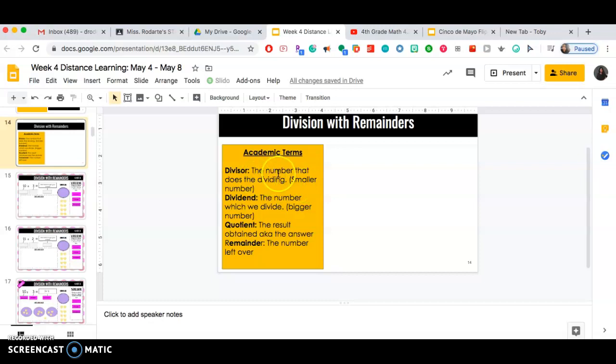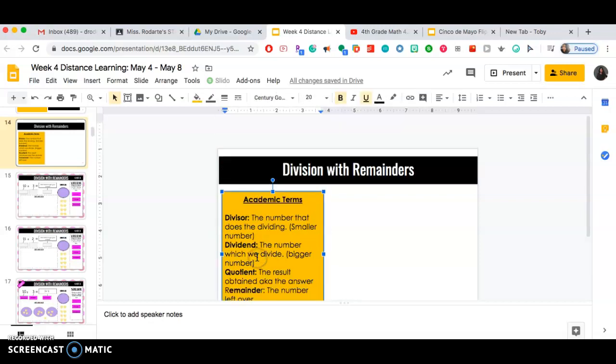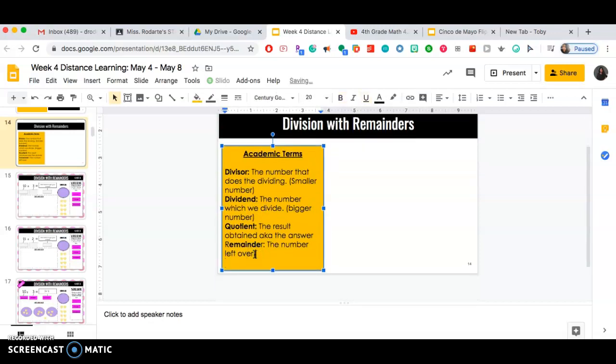Divisor is a number that's doing the dividing. It's the smaller number. That's how I like to remember it. Dividend is a number which we divide. It's often the bigger number. Quotient is the fancy word for saying the answer or the result. Lastly, we have remainder, and we all know remainder, it's a number that is left over. The number that is left over.